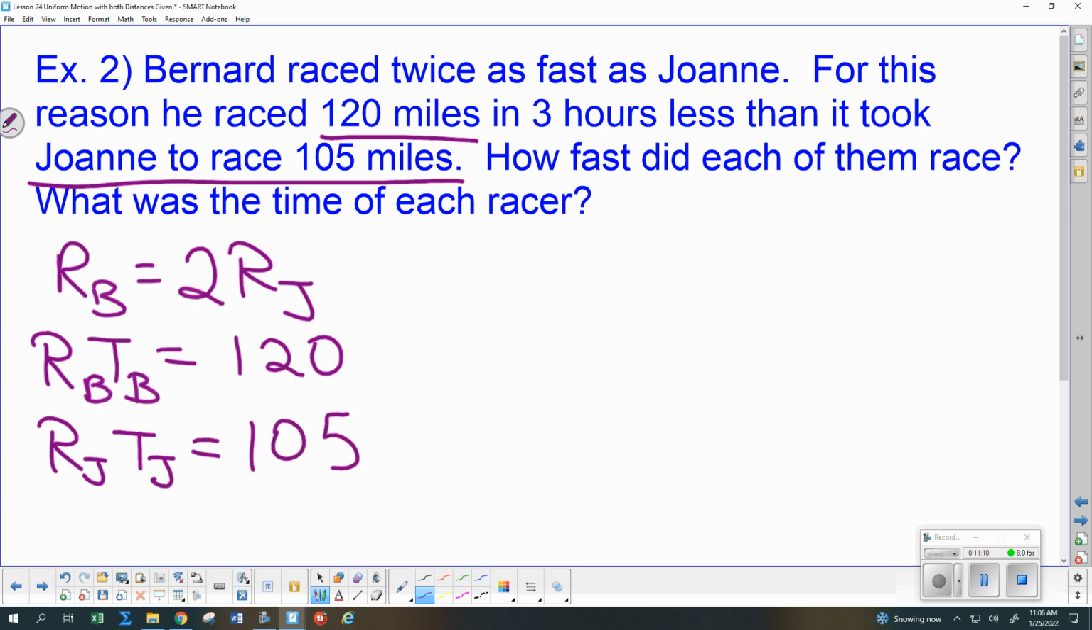So this time it's two different distances. And remember I said sometimes the distances are the same and sometimes they're not. This is an example where they are indeed different distances. And let's see, so I've used the twice as fast stuff. I haven't used the 3-hour thing. Can anybody help me out with an equation that talks about that 3 hours less stuff in there? Ted?